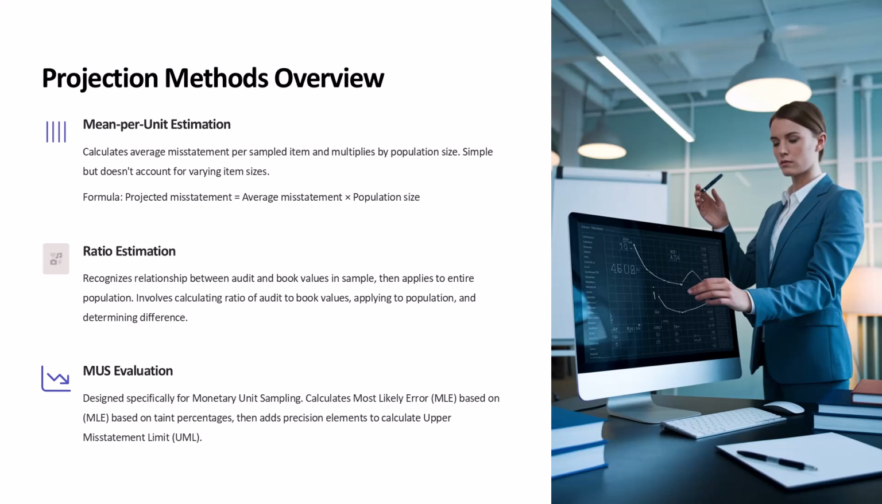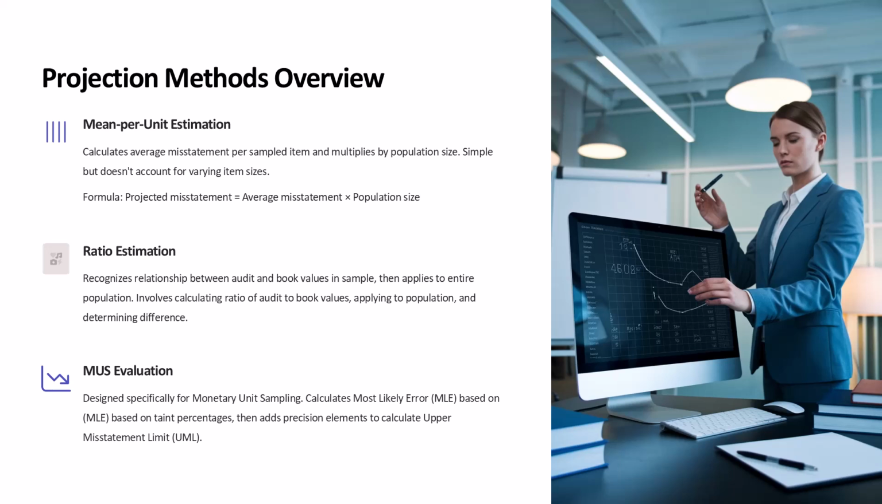1. Mean per unit estimation. This straightforward method calculates the average misstatement per sampled item and multiplies it by the number of items in the population. The formula is projected misstatement equals average misstatement times population size. This method is simple but doesn't account for varying item sizes.